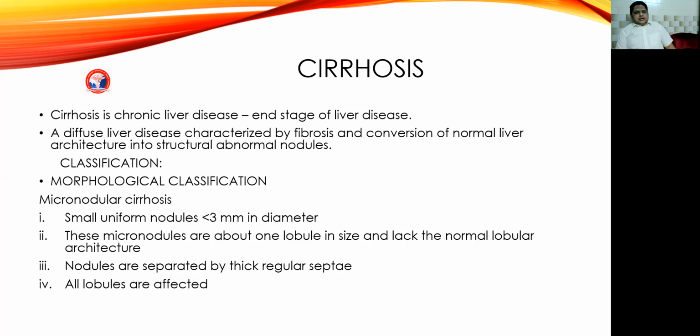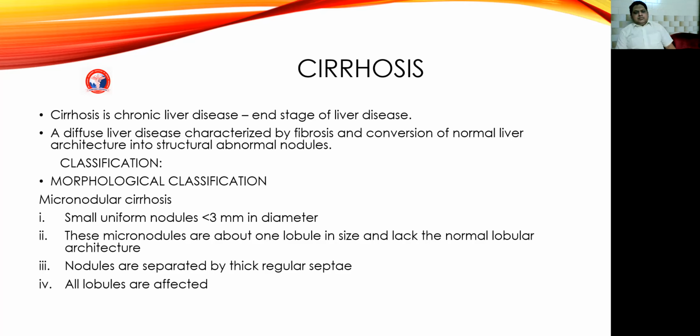In morphological classification, first we have micronodular cirrhosis. As the term indicates, it has small nodules, micronodular. That is, small uniform nodules, less than 3 millimeters in diameter. So the diameter of each nodule should be less than 3 millimeters in size. These micronodules are about 1 lobule in size.